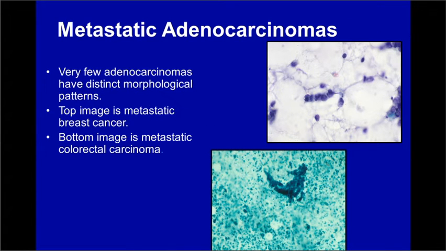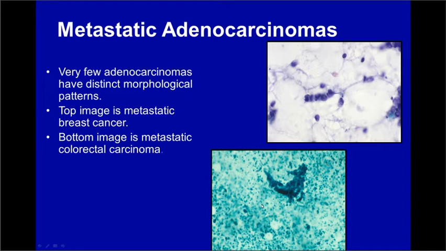In terms of metastatic adenocarcinomas, it's particularly challenging to determine if an adenocarcinoma in the liver is a primary cholangiocarcinoma or a metastasis, mostly because few metastatic adenocarcinomas have distinct morphologies. So here I'm showing two examples. This is a metastatic lobular breast cancer, showing a linear arrangement, which is characteristic of lobular carcinoma. And down here we have the characteristic pattern of colorectal carcinoma, adenocarcinoma with columnar cells and extensive background necrosis.